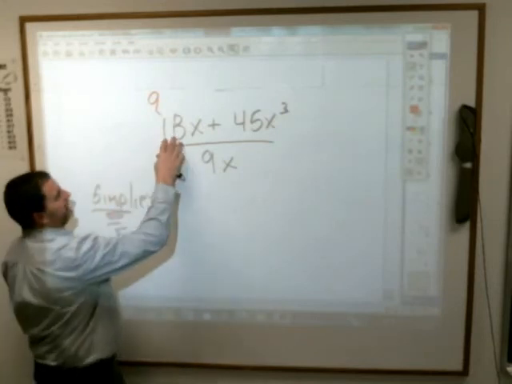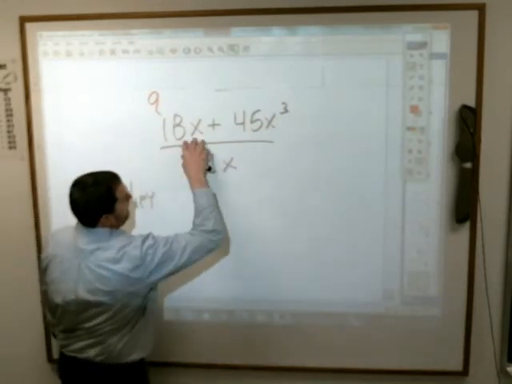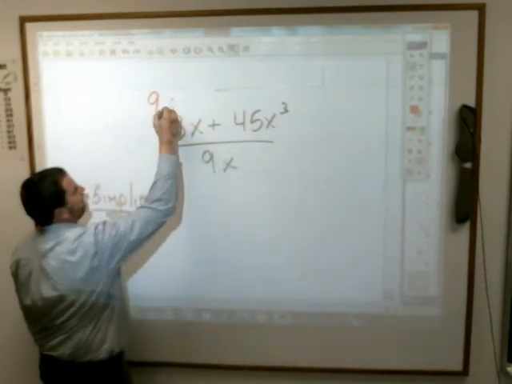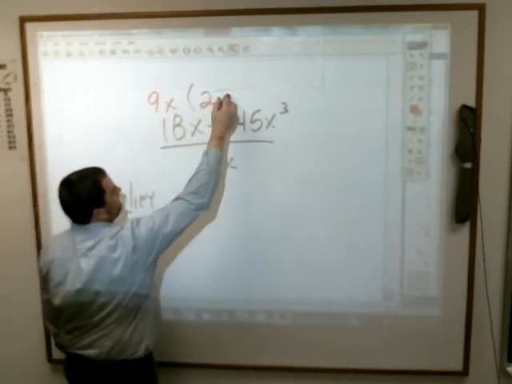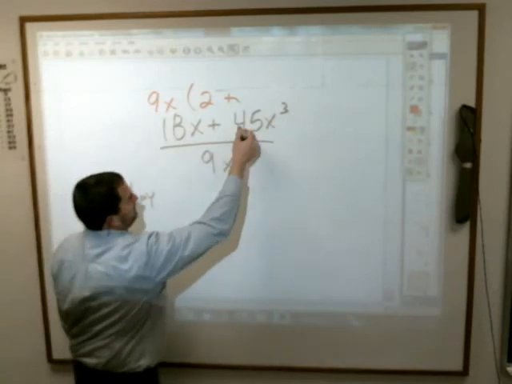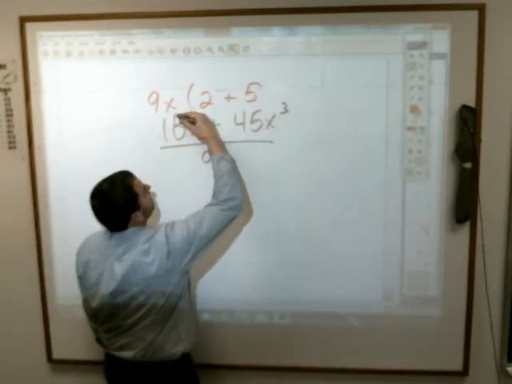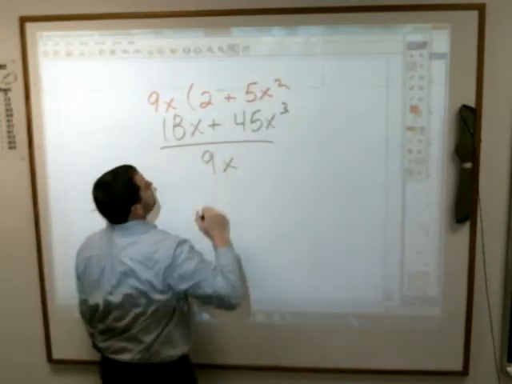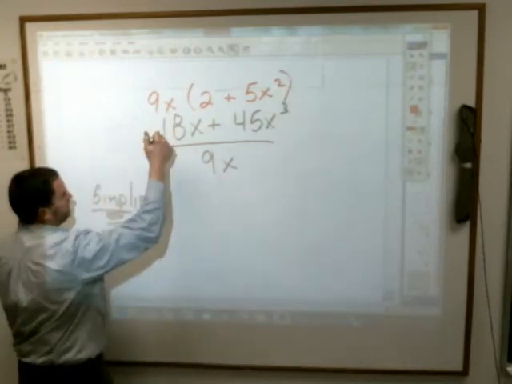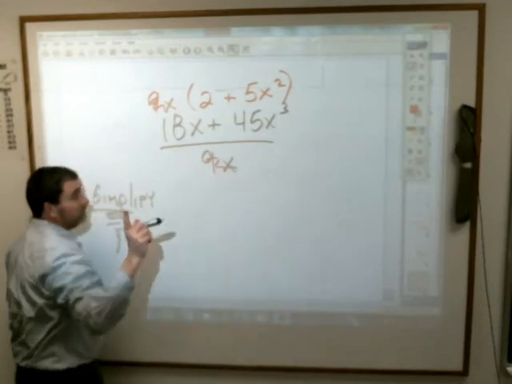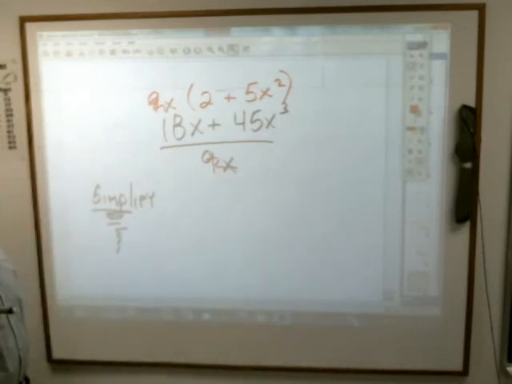Alright, so you can take a 9 out. What they have in common as far as x's are just one x. Reverse distributive property: 9 times 2 is 18, 9 times 5 is 45, 5x squared. And then bam, the 9x's will cross off.